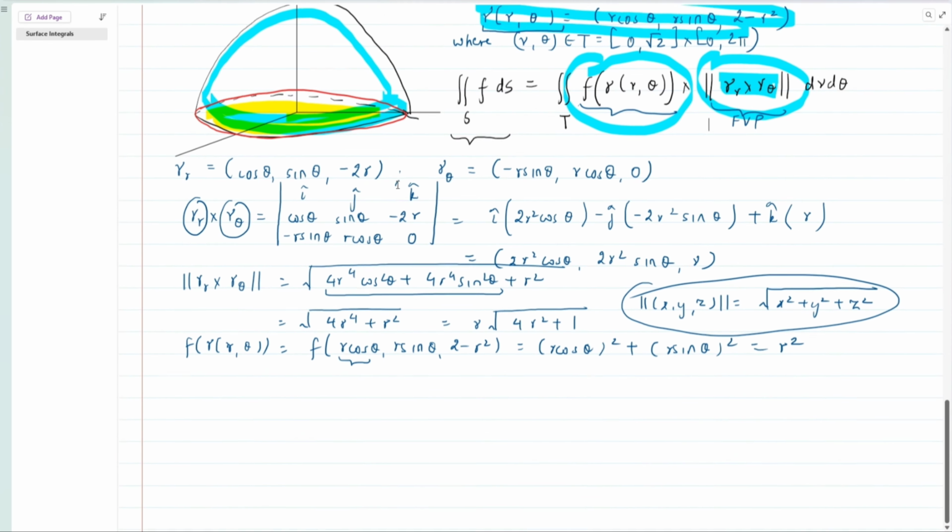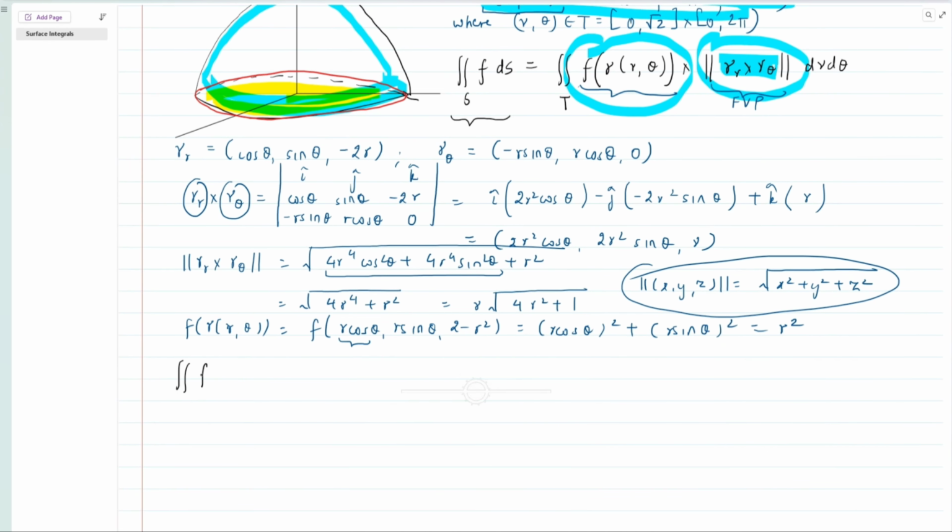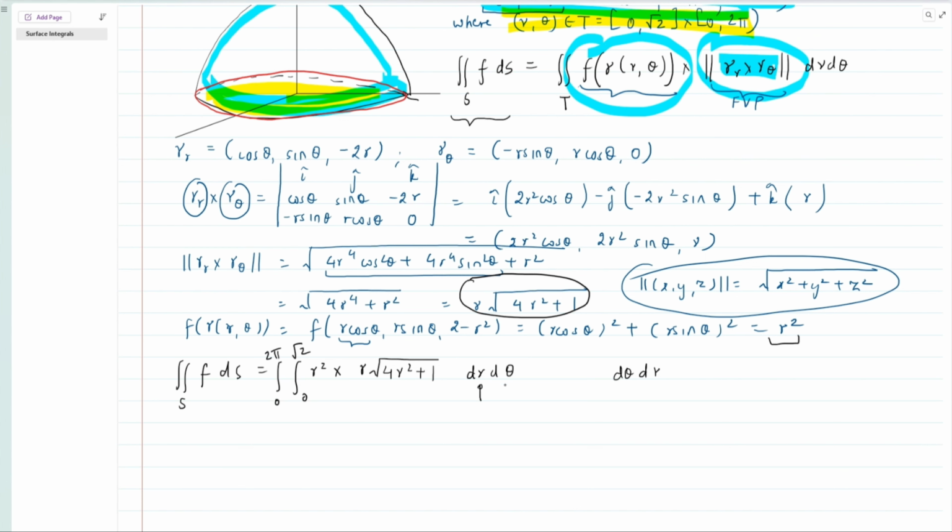So let's move on to the last part. The surface integral of f over S is going to be the double integration of f applied on gamma, which we have got over here as r square, multiplied by the norm of the normal. So that's r square root of 4r square plus 1, and then you will have your variables dr d theta, or you could also have the order d theta dr. If I choose this, then the limits of r are from 0 up to root 2, while the limits of theta are from 0 to 2 pi. Now it's a simple double variable integration, and I will leave it up to you.